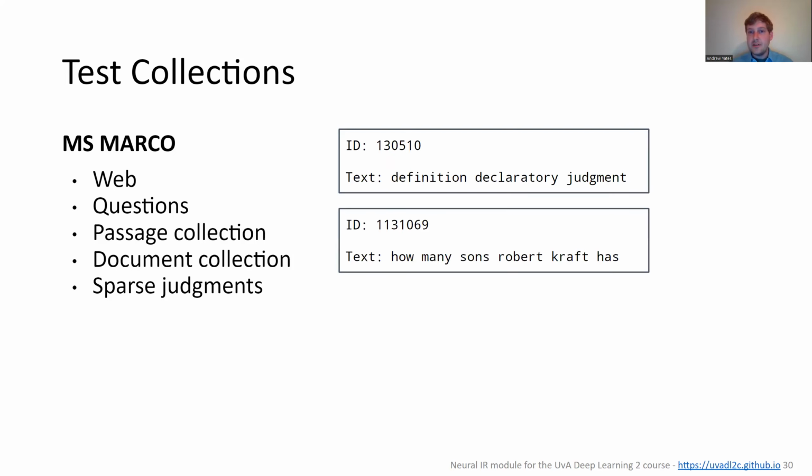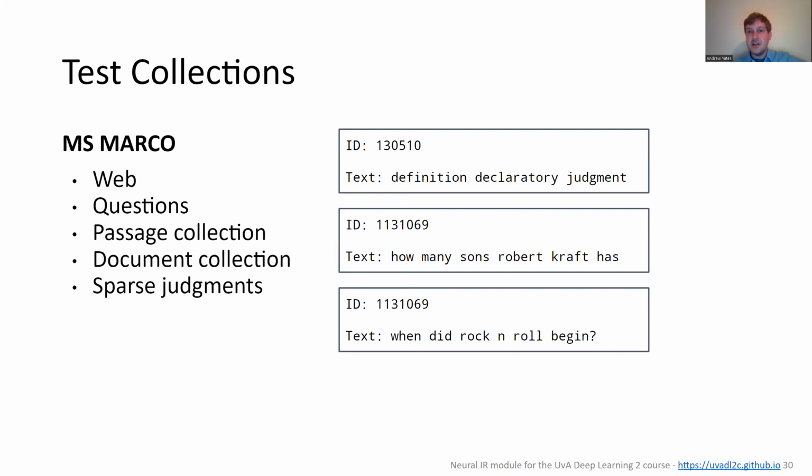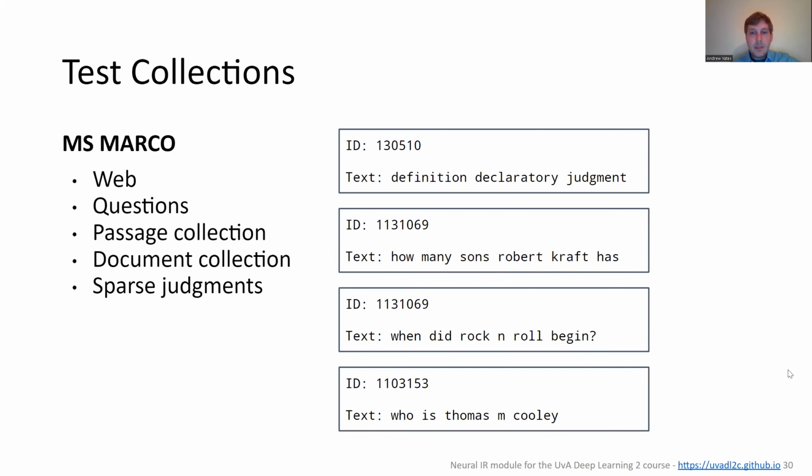Here are some examples of queries. So for example, definition of declaratory judgment. This is kind of a formulaic definition query. How many sons Robert Kraft has? You can see this is a somewhat formulaic entity query. Here's something a bit less easy to fit into some specific formula. When did rock and roll begin? And then again, something like who is Thomas M. Cooley, a more formulaic query about an entity.